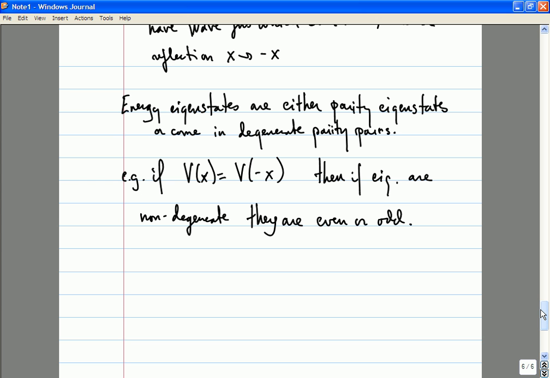What do you mean by degenerate parity pairs? Do you just mean you can construct two states which have the same energy eigenvalue that are related by the action of parity? Yes.